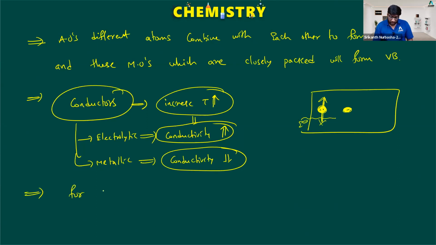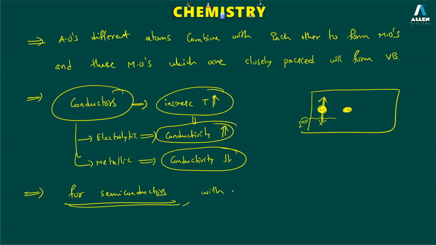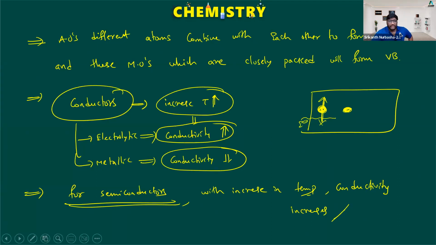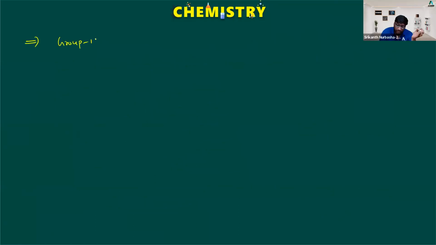Semiconductors. For insulators, we will not be talking about conductivity because it is very, very low. For semiconductors, what is going to happen with increase in temperature? Conductivity increases. Semiconductors are now under a lot of usage, right? If temperature is increased, why does the conductivity increase in semiconductors? Because semiconductors are generally formed by which group elements? Group 14 elements generally form semiconductors.